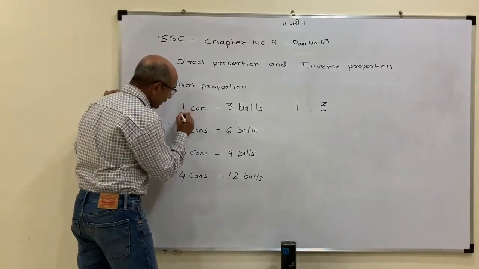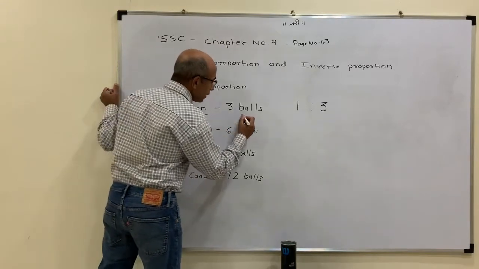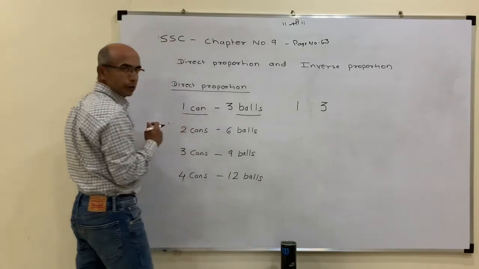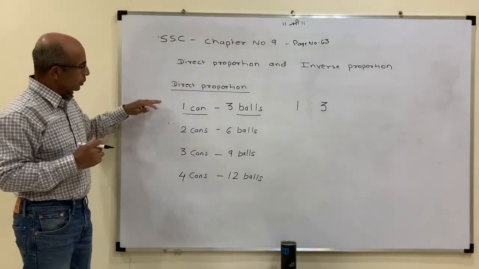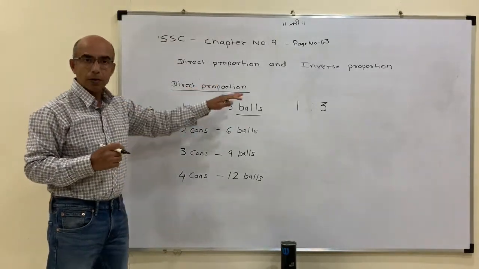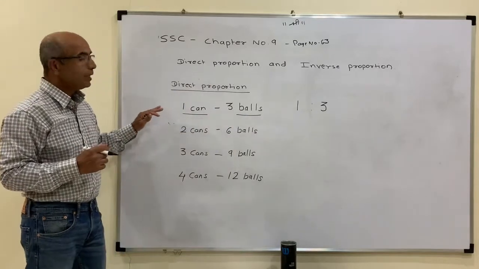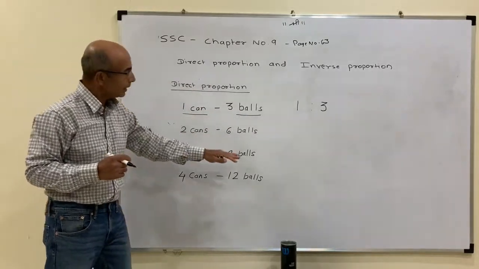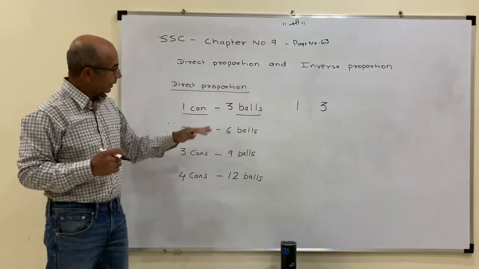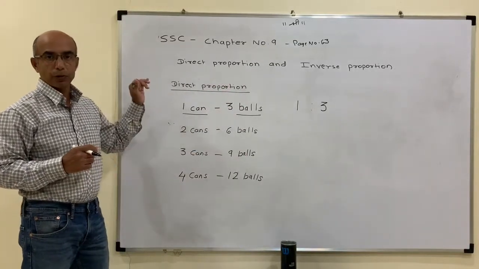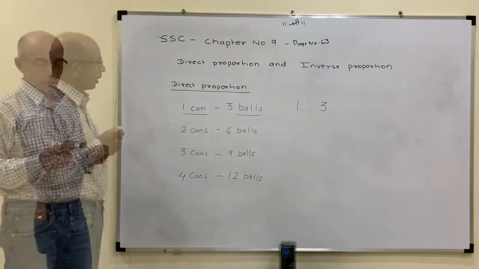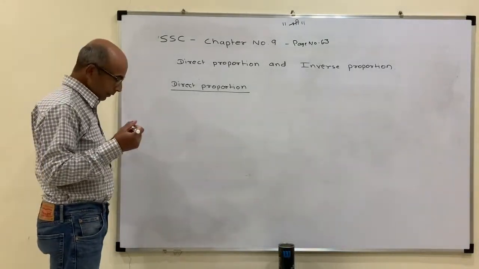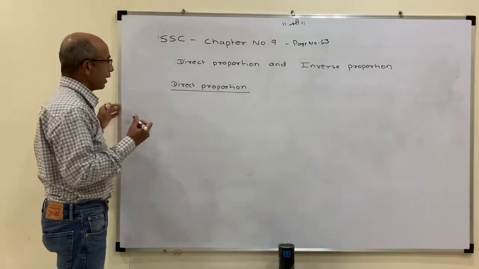So when I increase the number of cans, the number of balls increases. That is a direct proportion. Understood? So the cans and number of balls are in direct proportion. So increase in one automatically increases the other. That is the direct proportion. Now let's take an example where we find out the value.